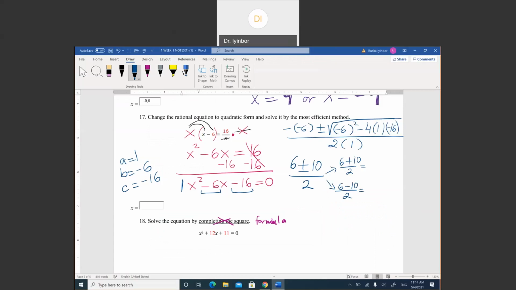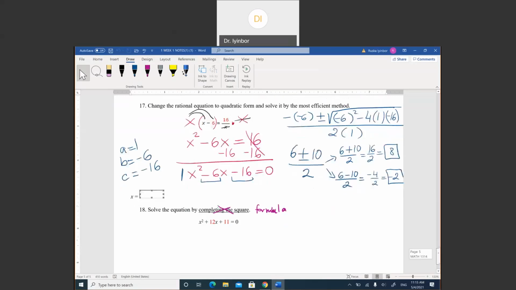And you can add 6 plus 10 is 16 divided by 2 is 8. I can just do it without a calculator. 6 minus 10 is -4. Divided by 2 is -2. So these are my two answers. We have -2 and 8. Okay, so that's how you do number 17. We multiply by x, and then you get a quadratic, and then you solve it with the formula.